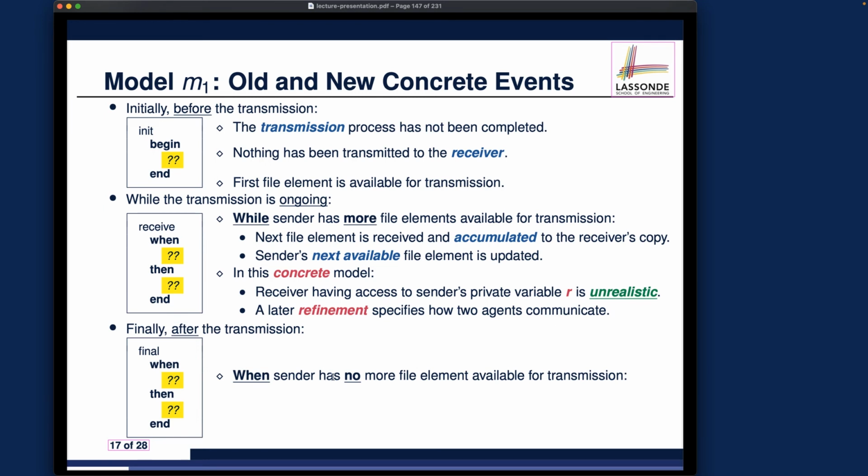So we say when the sender has no more file element available for the transmission, meaning that the R is really pointing to somewhere that's not a valid index for the file for the sender array. In that case, that would mean we are now ready to conclude the transmission process. Right? That will be the guard for the final event. You can think about exactly how to specify that. And what should we do when the transmission is over? We simply mark the transmission to be completed, and not more complicated than that.